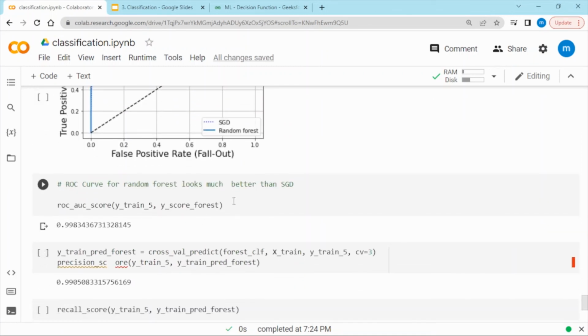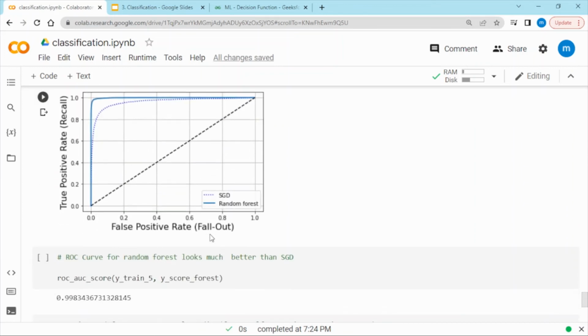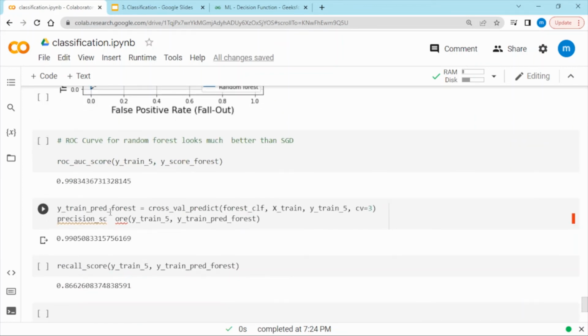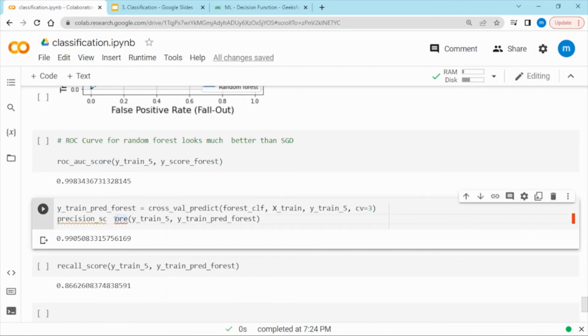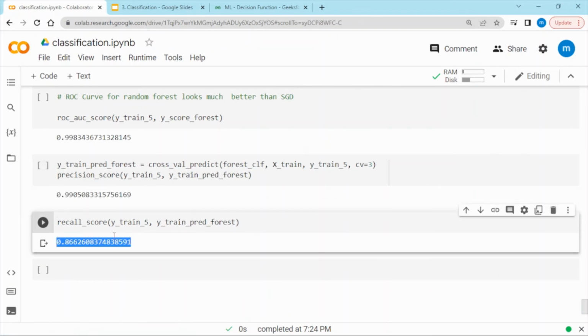But as I said, the number of 5s is very less, so let's calculate the precision score of random forest, and it is coming around 99 percent. So the precision score is also good in the case of random forest. However, the precision score of the SGD is coming around 96. So the precision score is good and my recall score is also good.